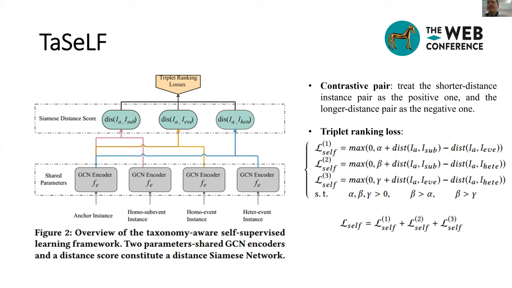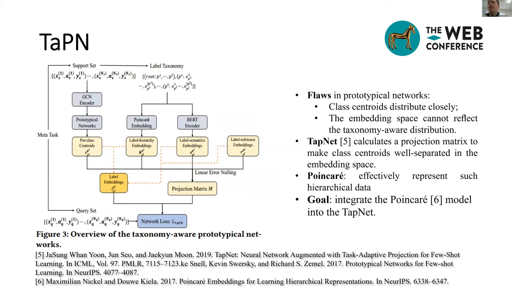Hence, we treat the shorter distance instance pair as a positive one, and the longer distance instance pair as a negative one. According to such setting, we can design three different triplet ranking losses as shown in the equations. Then we talk about taxonomy-aware prototypical networks, TAPN. TAPN is to deal with the problem in the vanilla prototypical networks. That is, the class centroids are distributed closely and the embeddings cannot reflect the taxonomy-aware distribution.